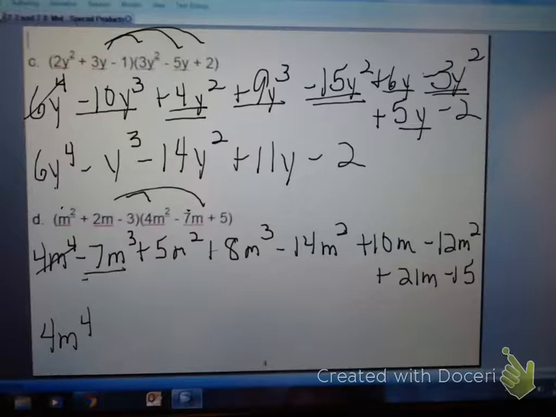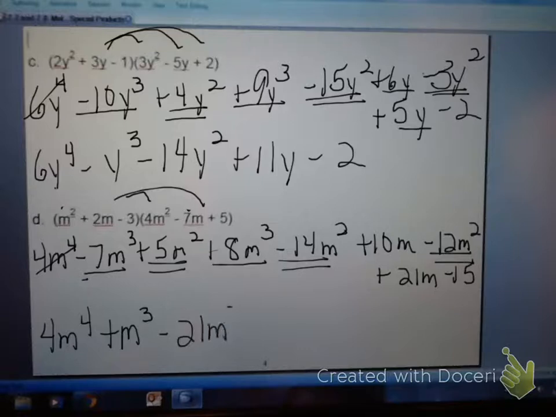Negative 7m to the 3rd and a positive 8m to the 3rd is a positive 1m to the 3rd. 5m squared and a negative 14m squared is a negative 9m squared, and then a negative 12m squared is a negative 21m squared. 10m and 21m is 31m. And bring down the minus 15.